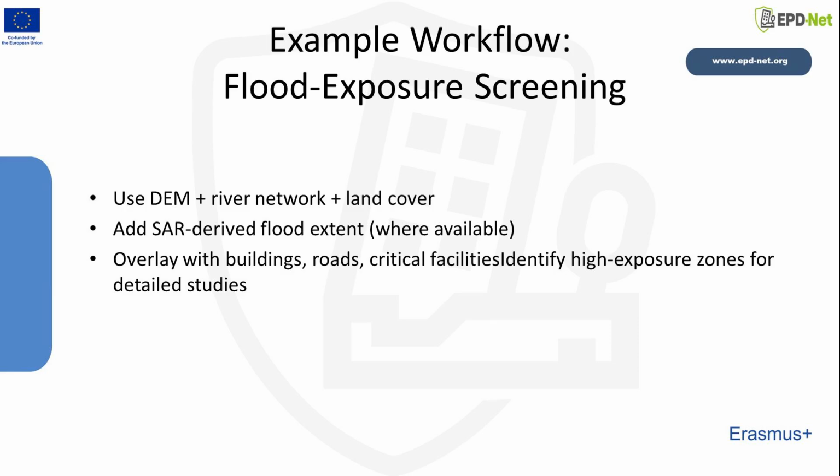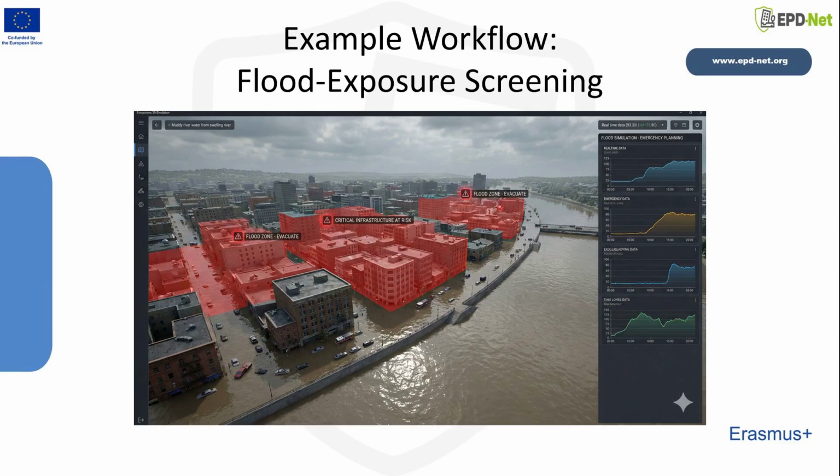In GIS, these hazard layers are overlaid with building footprints, road networks and locations of critical facilities such as hospitals, schools or power stations. The resulting maps identify areas where high hazard coincides with dense infrastructure and population, indicating zones of elevated exposure that warrant more detailed modeling or field investigation. This example demonstrates how remote sensing-derived information is often used at an early stage to prioritize where scarce resources for detailed studies and mitigation measures should be directed.